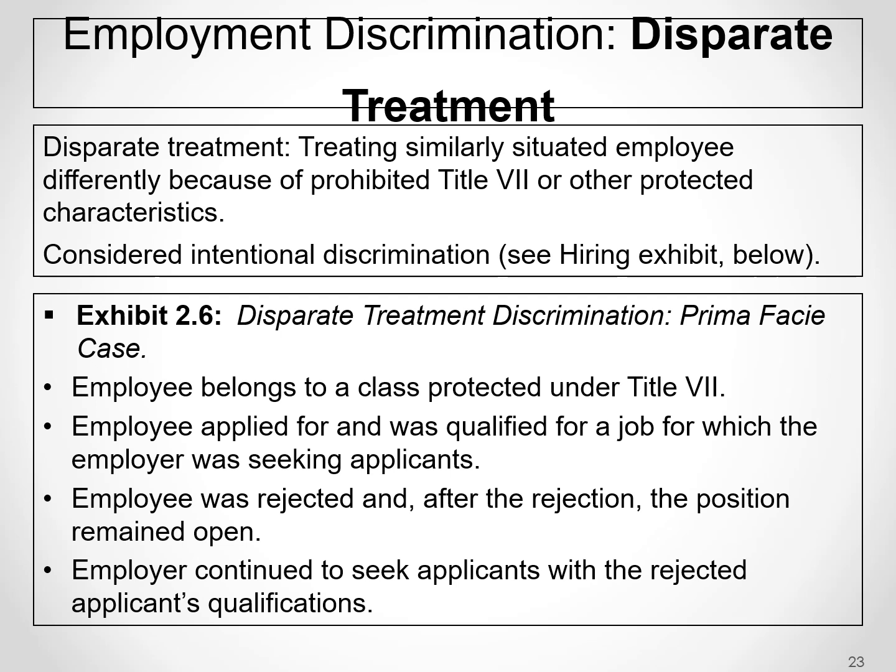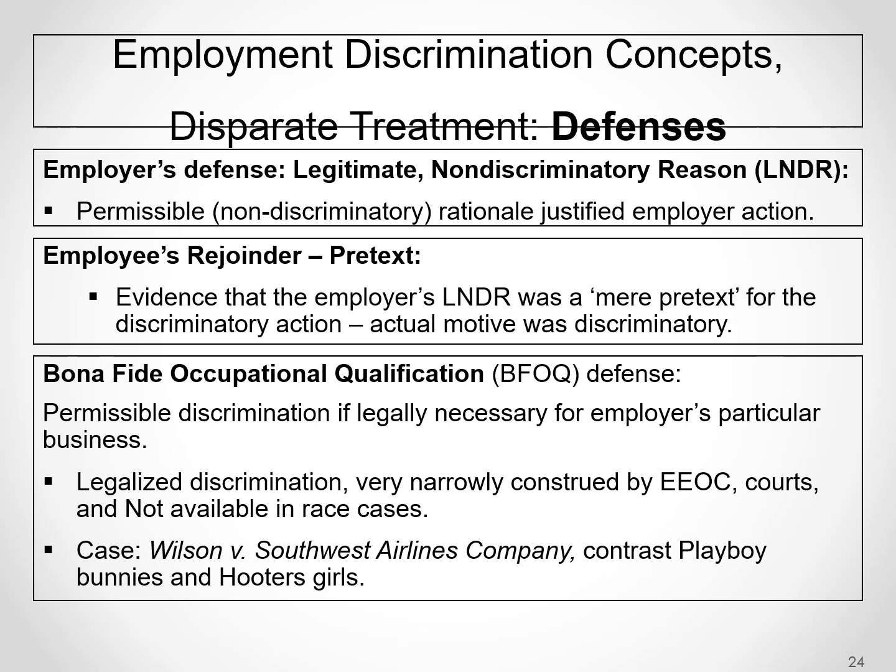So going a little deeper with disparate treatment, again, this is that intentional type discrimination. It's treating similarly situated employees differently because of a protected characteristic. To set out a prima facie case of disparate treatment discrimination, an employee shows they are a member of one of these protected classes under Title VII. They applied for and were qualified for a job which the employer was looking for applicants. This is in the application context. It can also apply to other things along the timeline of employment. That employee was rejected, and after the rejection, the position remained open. They continued to seek applicants, even after the rejected applicant was qualified and was not hired.